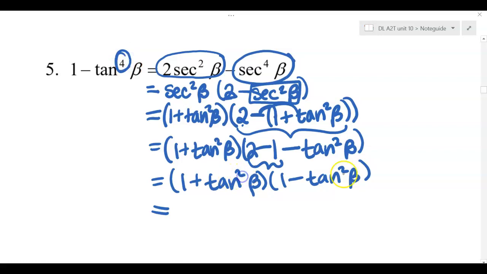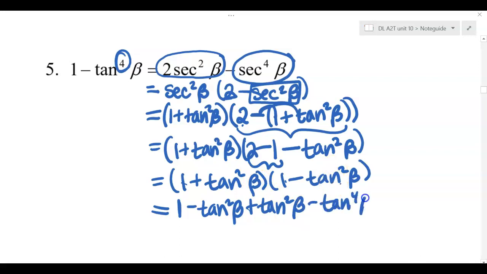I know a squared times a square can make a 4, so now I'm going to try to multiply these together. So 1 times 1 would be 1. 1 times negative tangent squared beta would be negative tangent squared beta. Tangent squared beta times 1 would be a positive tangent squared beta. And tangent squared beta times negative tangent squared beta would give us that negative tan to the 4th beta. And these middle terms cancel. And then I have what I was looking for to prove that that's correct.